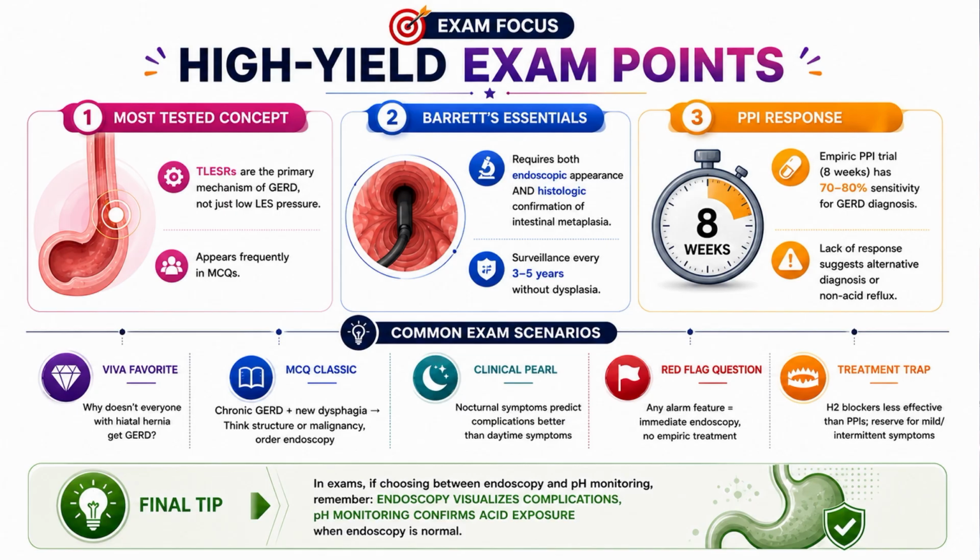Another important point, H2 blockers are less effective than PPIs. And in exams, if choosing between endoscopy and pH monitoring, endoscopy visualizes the complications, whereas pH monitoring confirms the acid exposure. So that was a complete overview of GERD, from pathology to investigations and high yield points.